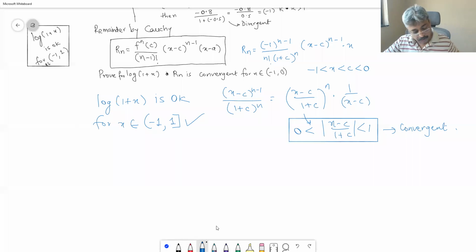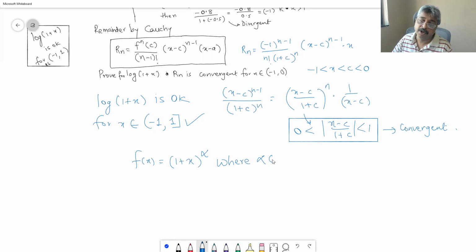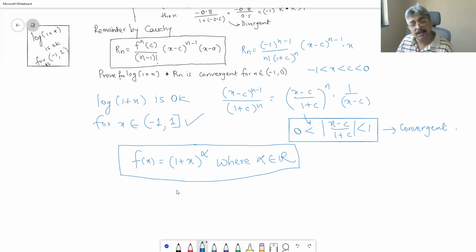Another function that we must try is f of x equal to 1 plus x raised to alpha, where alpha belongs to R. You need to cross check whether this works or not. Find the remainder term of this function and check the convergence.